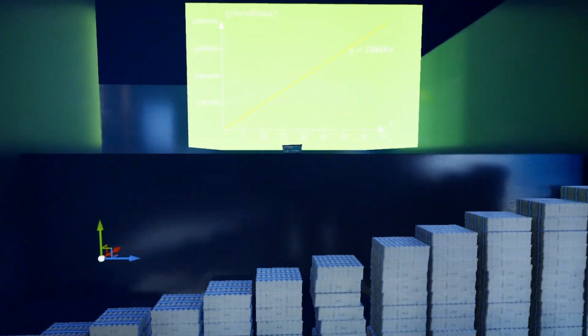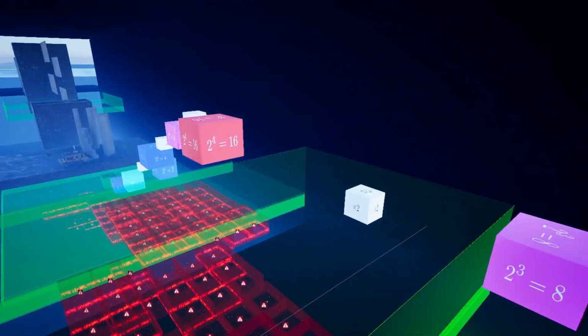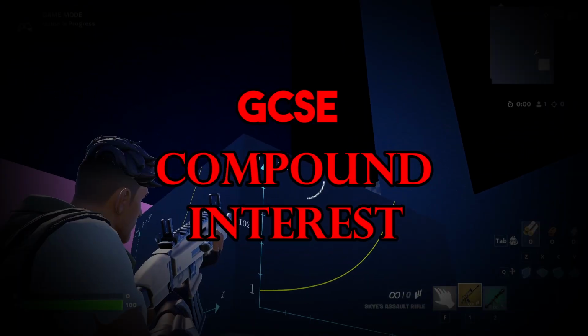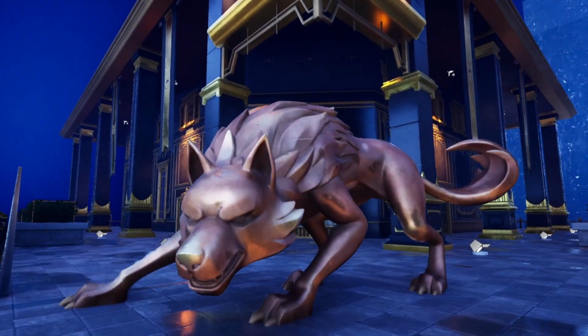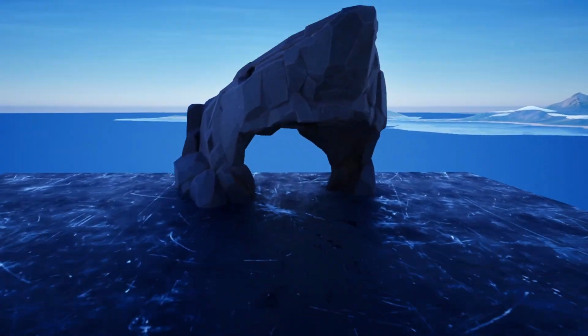I built this map in Fortnite, and today I'm going to attempt to explain GCSE compound interest within it so that you can use maths to defend yourself from predatory loan shark companies, and save yourself from potentially going into thousands of pounds worth of debt.